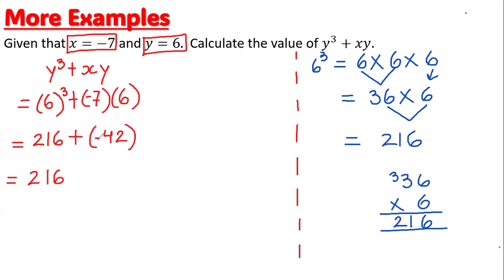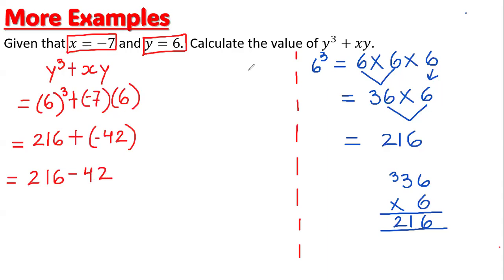We have a positive times a negative. What is positive times a negative? Negative. So it's going to be 216 negative 42. Very good. So that means that we have to subtract. It's going to be 216 minus 42.